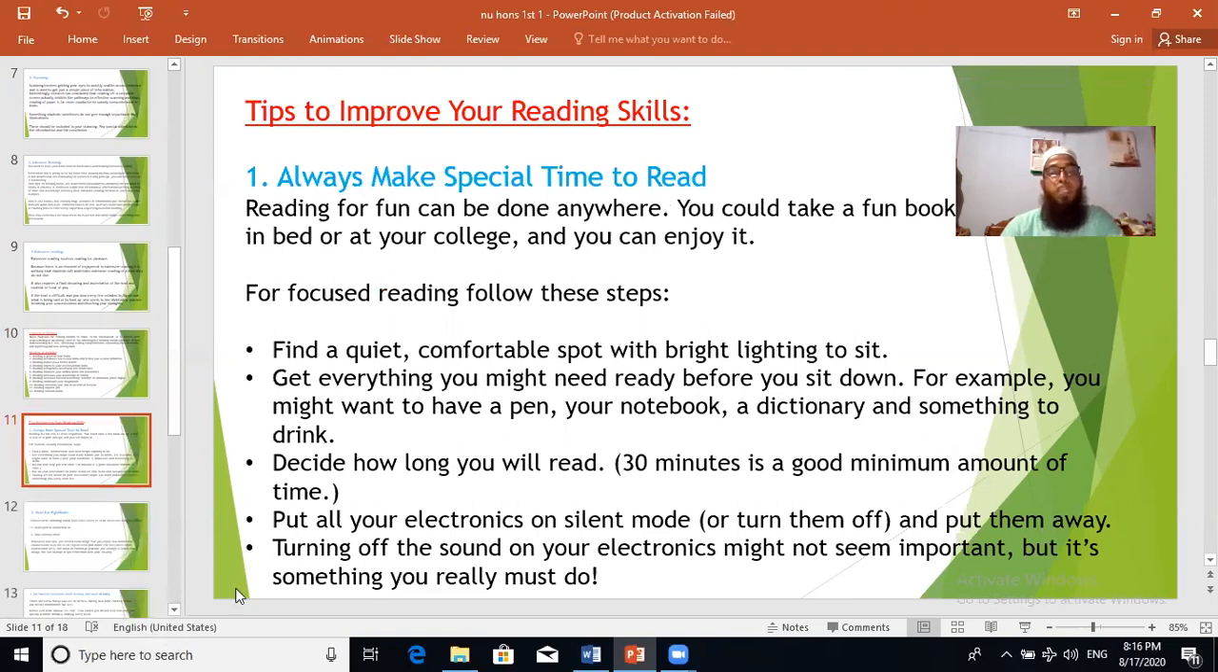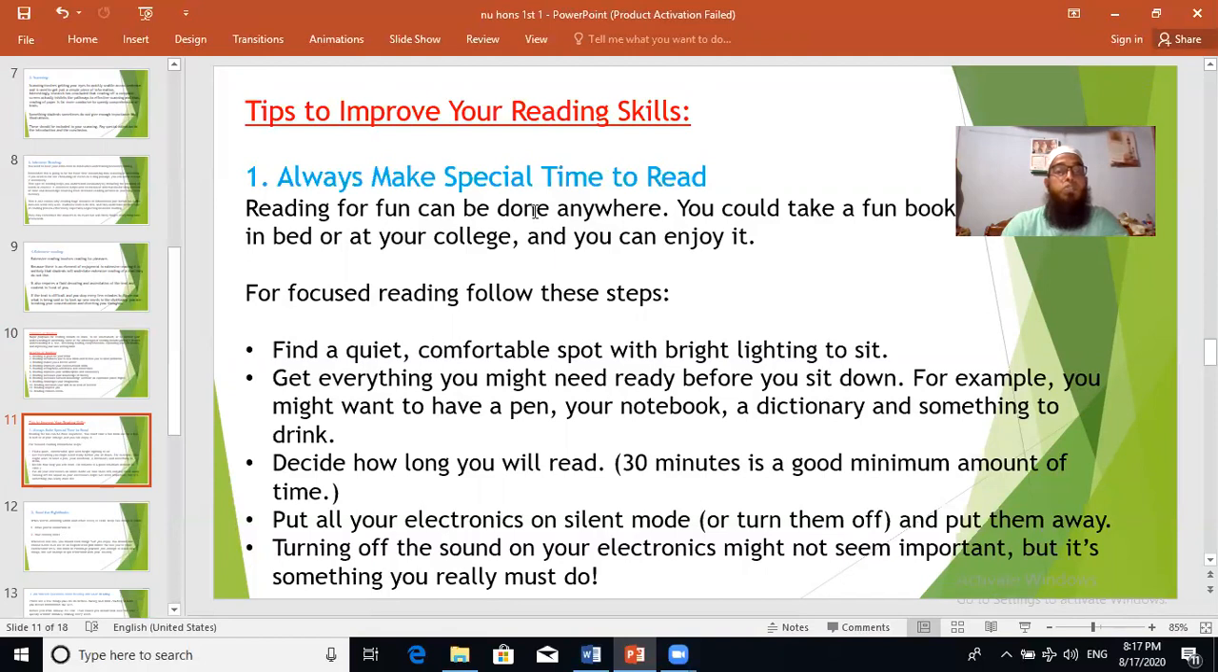Now, how to improve reading skills? That is very important. And I would like to suggest you must try to follow these steps. As the student of honors first year, this is the very beginning. You should not be afraid of English. Rather, you will approach English boldly with these techniques so that you can improve your reading skills, and you will remove your fear of reading. You'll be a good reader. When you'll be a good reader, you'll be a good speaker, you'll be a good writer also. Remember it.